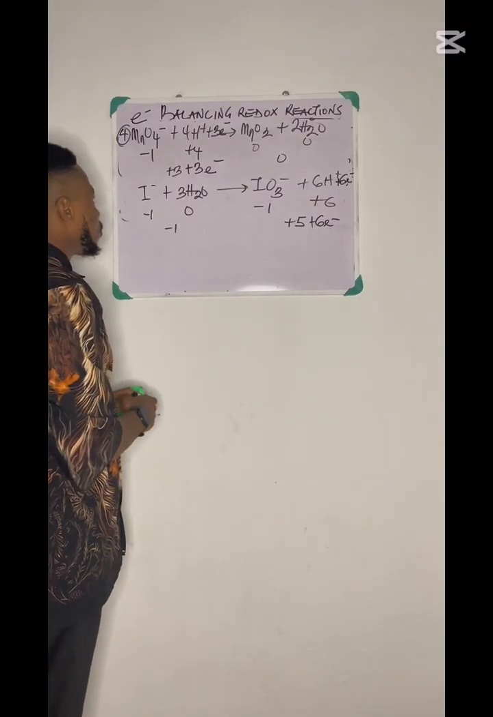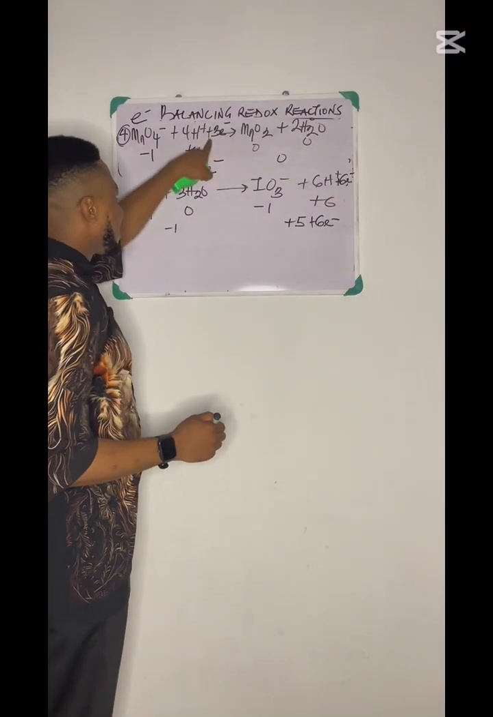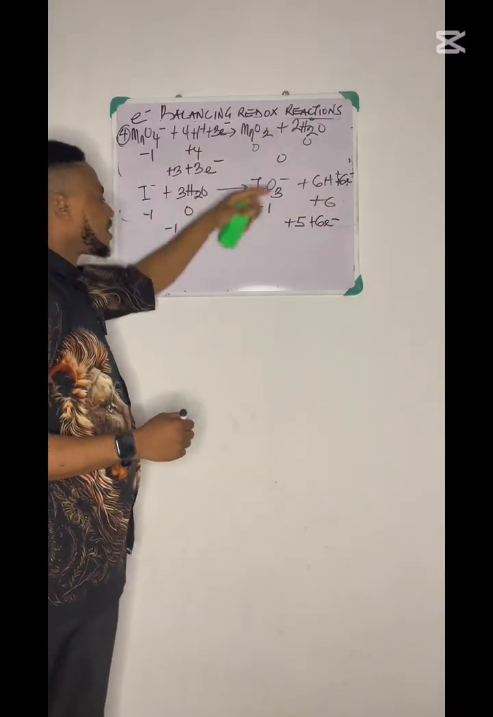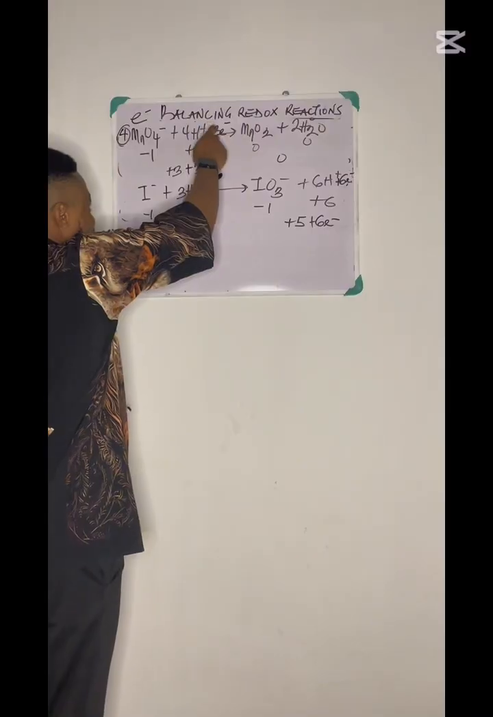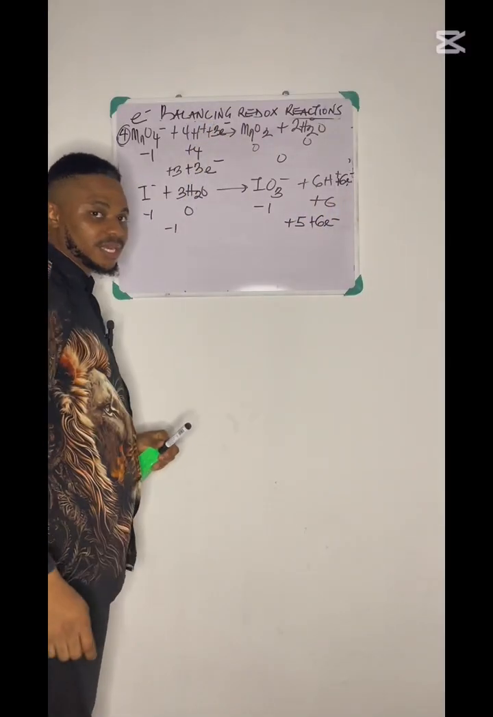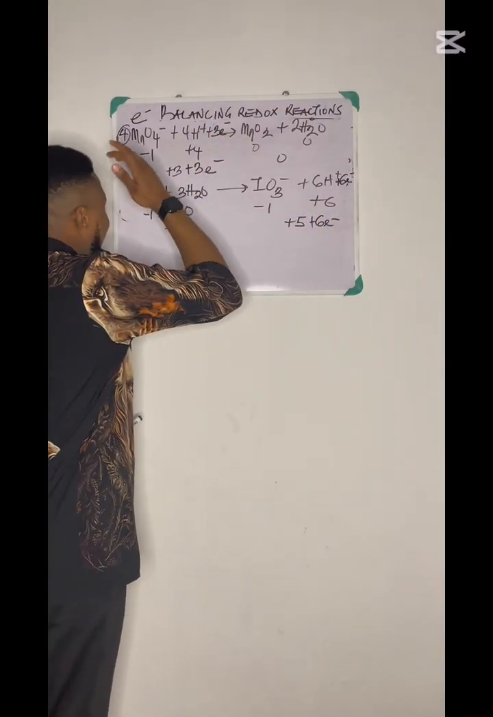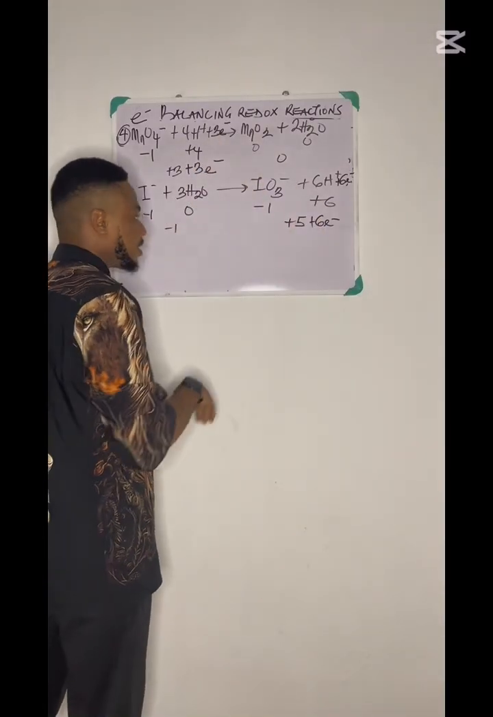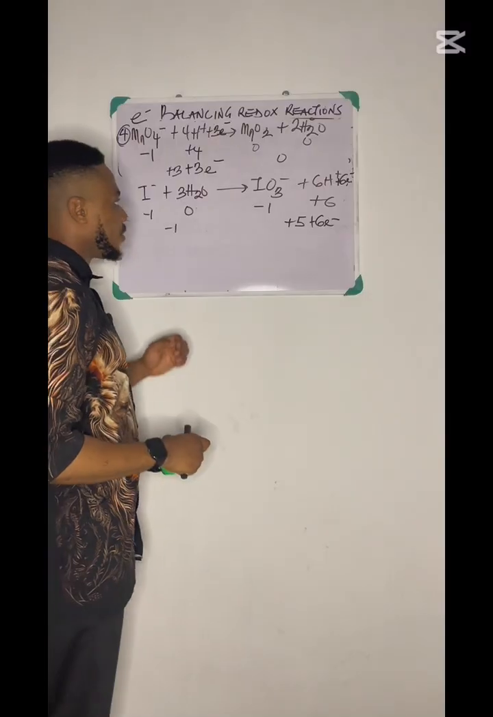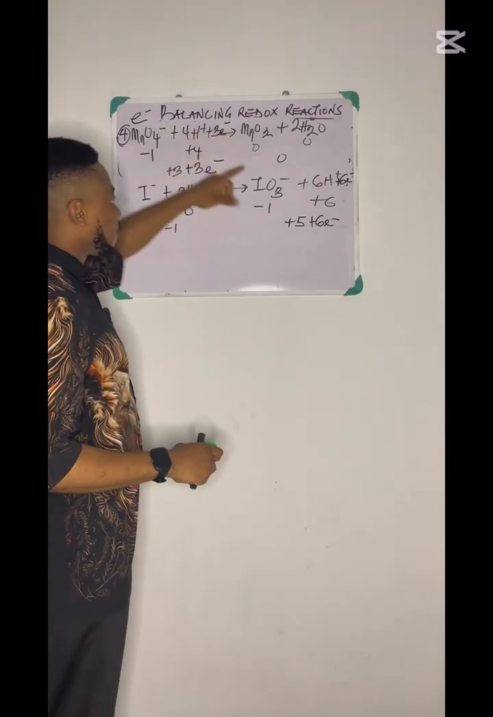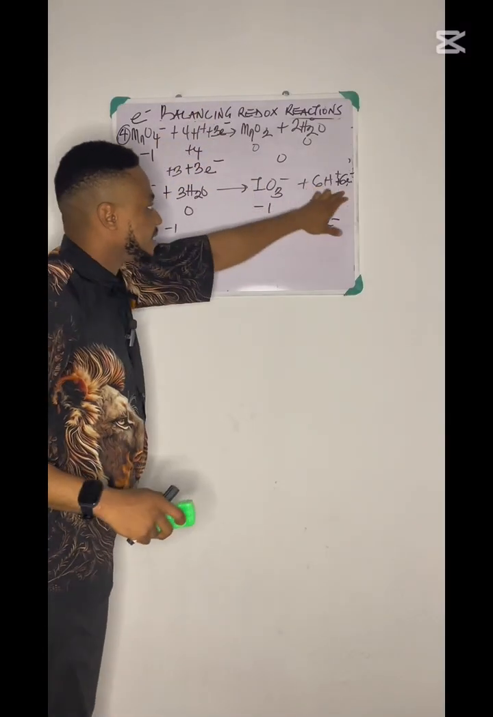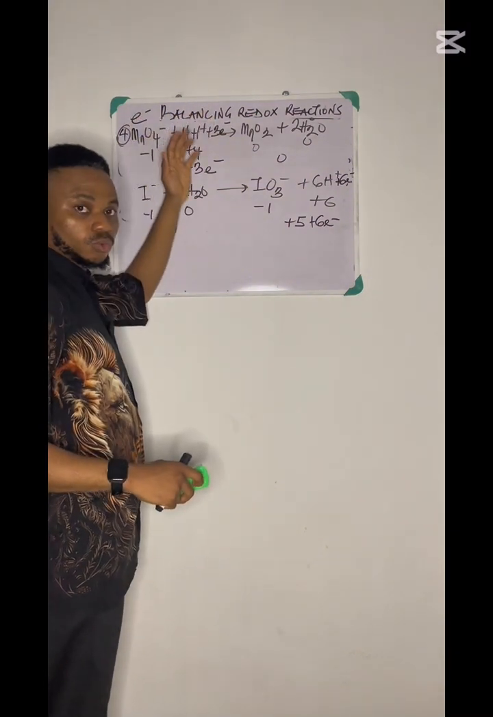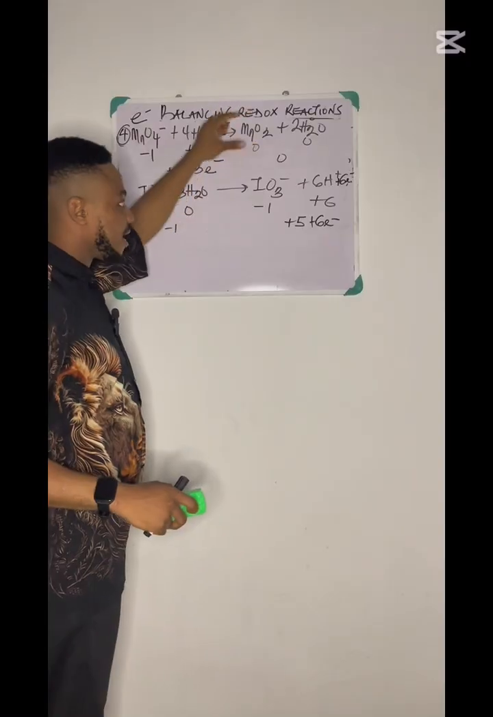The next thing now is to ensure that we have equal electrons for both half cell equations. Here we have 3 electrons, while here we have 6 electrons. So the idea basically is to see how we can make both of them the same. There's a common factor here. For us to make 3 be like 6, we need to multiply this entire reaction by 2.